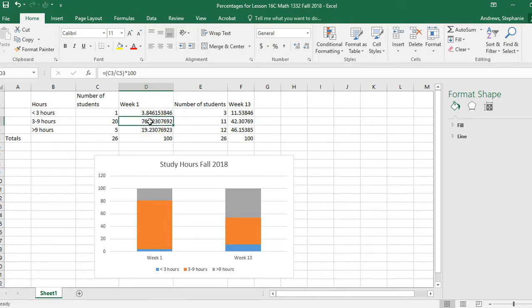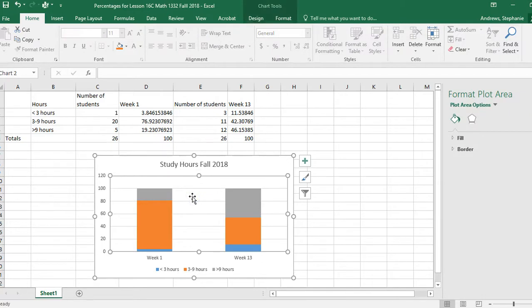If you want to just look at where it is right now, right here we had 76% of the students that went down to 42%, whereas this 19% went up to 46%. You can write a sentence about that, or you can just focus on the middle, the 3 to 9 hours. You can focus on specific parts, but you're a reporter, so tell what you're noticing.